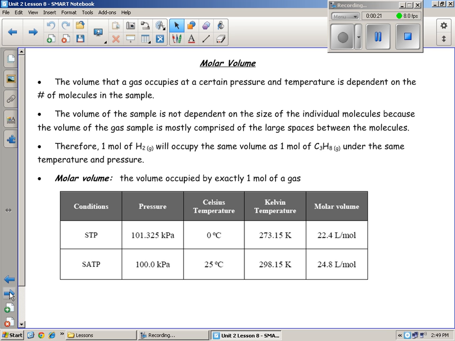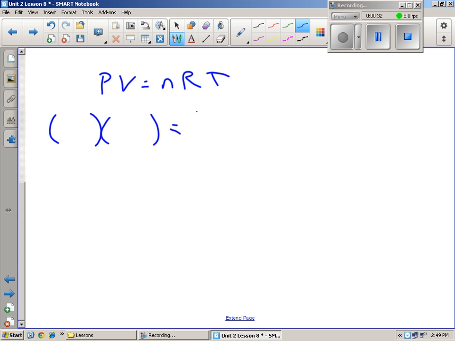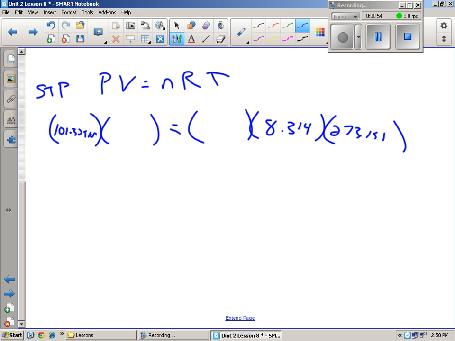Look, let me just scroll up here for a sec. I'm going to pick some specific conditions here just for a second. Now, I don't have to pick these conditions, but I might as well. Let's pick STP, so standard temperature and pressure. So 101.325 kilopascals, and over here I'd put in 273.15 Kelvin, okay?